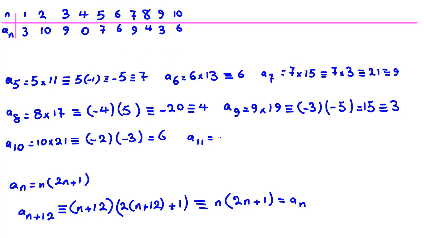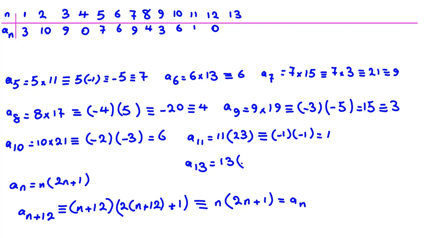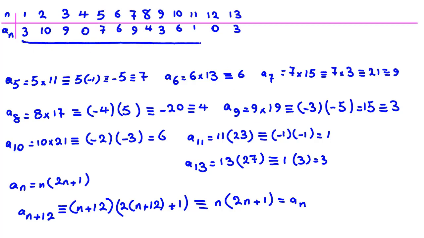So let's continue. A11 is 11 times 2 times 11 plus 1, 23. Mod 12 is -1 times -1, which is 1. Okay, it's 1 for 11. For 12, because it is 12 times something, it is 0. For 13, A13 is 13 times 2 times 13, 26 plus 1, 27. If you consider mod 12, it's 1 times 3, which is 3, as we proved here, 3. So the repetition is 12, okay? And again, we will see this again and again.